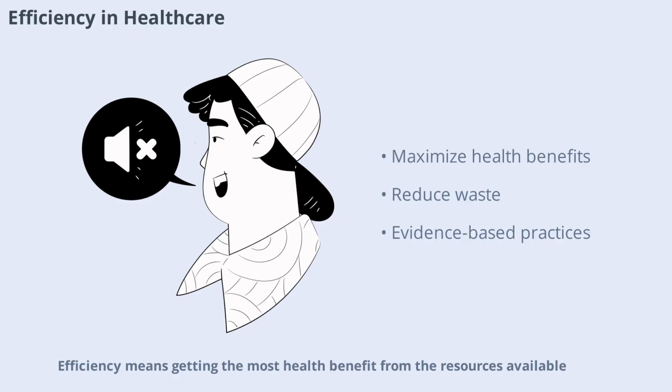Efficiency means getting the most health benefit from the resources available. In healthcare, this involves providing high-quality care at the lowest possible cost. Efficiency can be improved by reducing waste, streamlining processes, and using evidence-based practices. For example, using generic medications instead of brand-name drugs can save money without compromising care. Efficient healthcare systems are better able to serve their populations and adapt to changing needs.